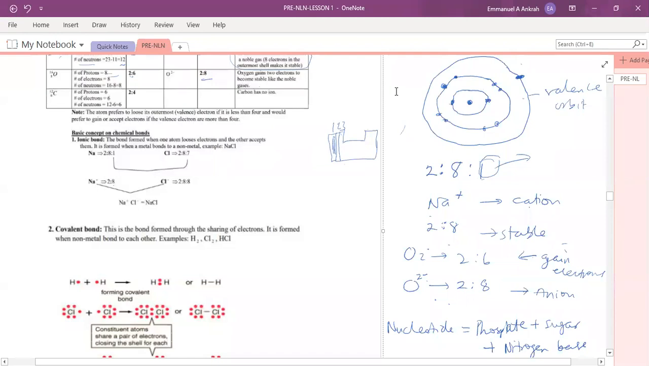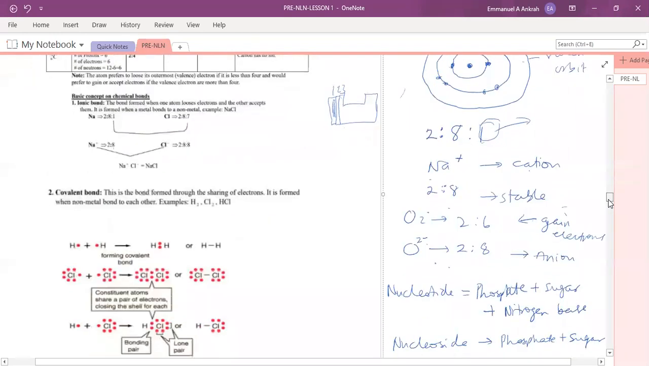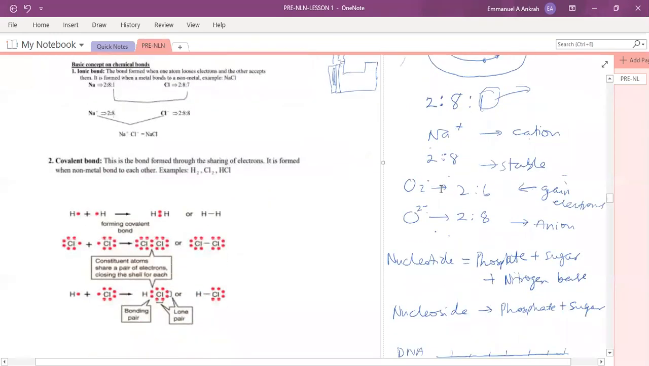All right. So with this knowledge, now we can talk about chemical bonds. Let's look at the screen for that one. The first one we have is called the ionic bond. The ionic bond is the bond formed when an atom loses electrons and the other accepts. So we have sodium, for example, which is 2,8,1, and chlorine, with atomic number 17, which is 2,8,7. Now sodium has 1 electron on the outside, a valence of 1.